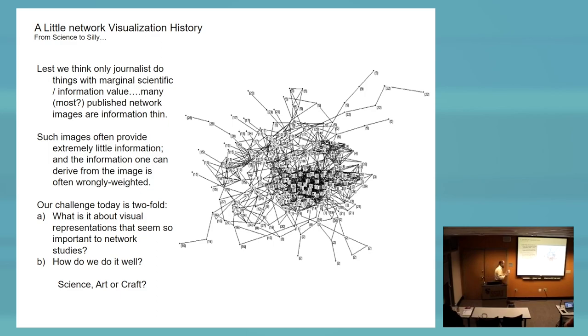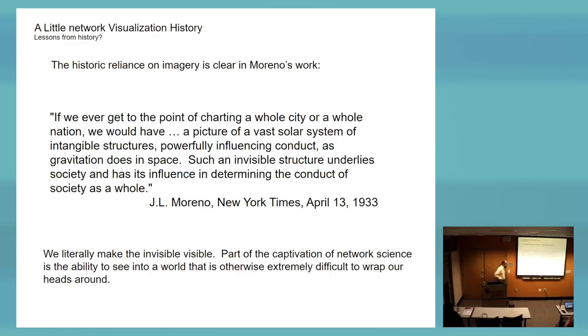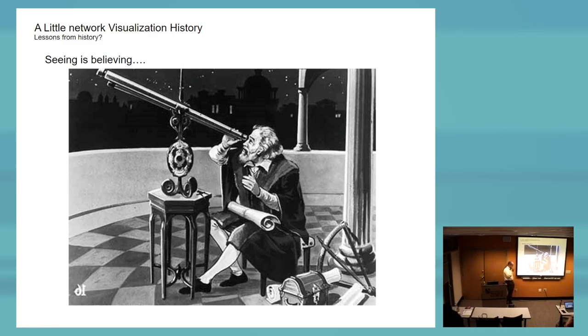And so if the goal from Moreno's is to make these powerful invisible structures visible, how do we do it in a way that we can actually see it? And the intuition that Moreno gave us was that network science could be something like a telescope, right? We could look out at the world and see it in the same way that we might see planets moving around another place.